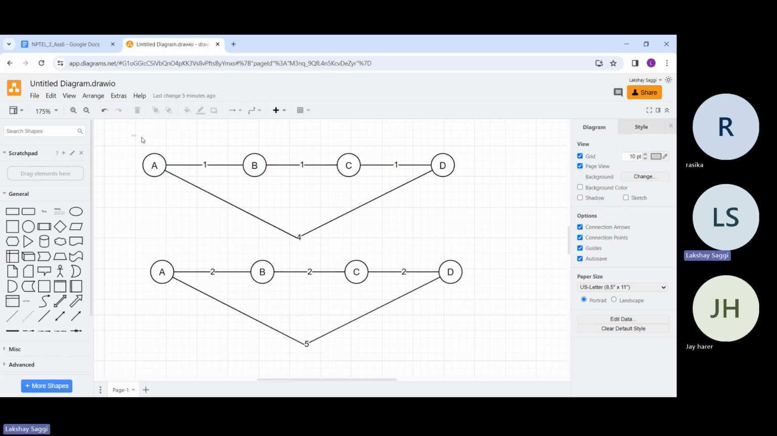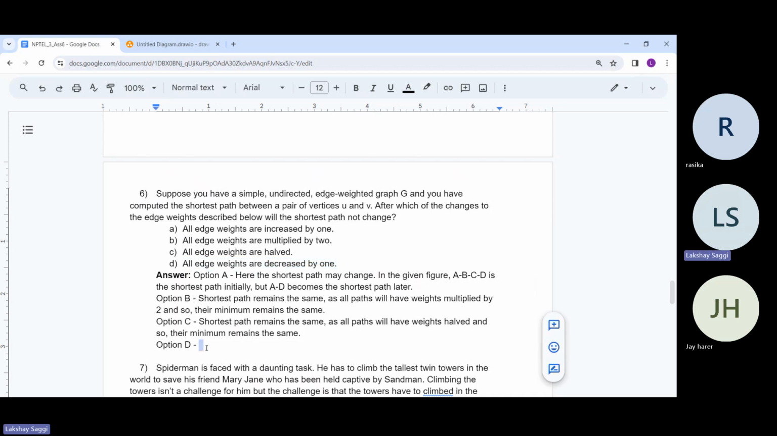Just consider this example again and just consider the bottom graph as the initial graph. So here initially A to D was the shortest path, but if all edge weights are decreased by 1, then in this graph, ABCD becomes the shortest path. So yeah, here the shortest path may change. Shortest path may change. Similar reasoning to option A.